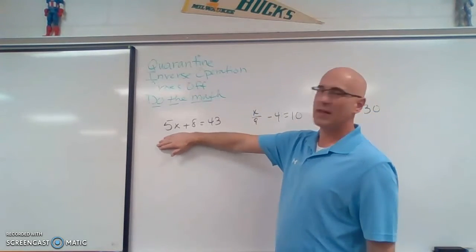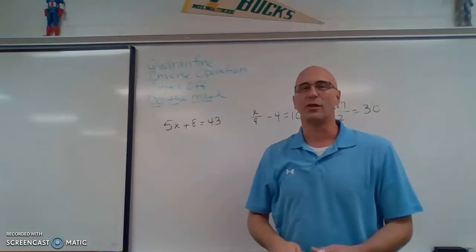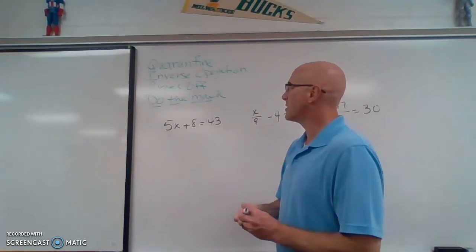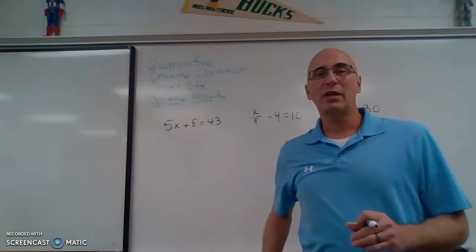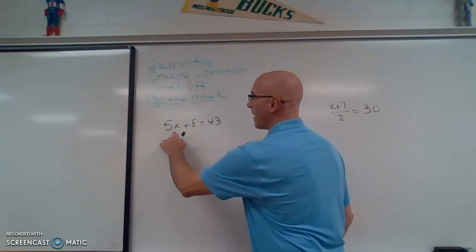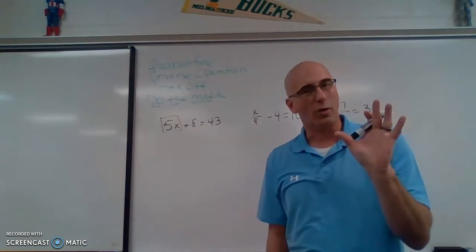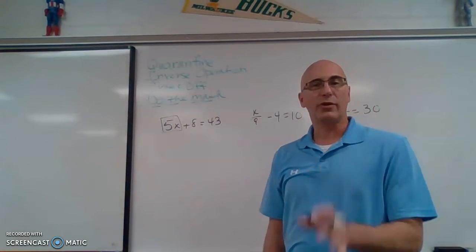So let's take this equation right here: 5x plus 8 equals 43. The first thing we are going to do is quarantine the term that has the variable, the letter. So here we have 5 times x. We are going to quarantine it. Just for right now, we're going to put a box around it. We're going to leave it alone.